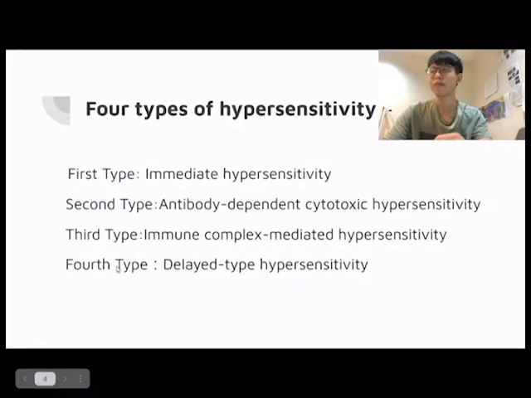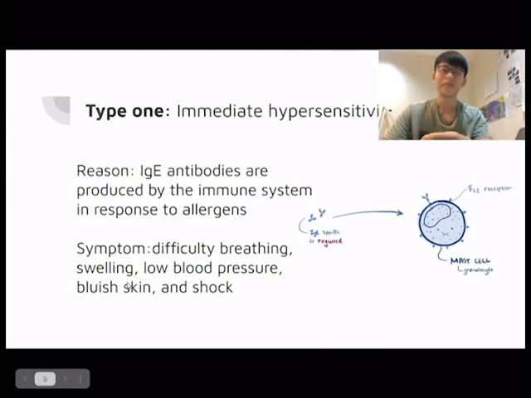And there are 4 types of hypersensitivity. Type 1 is immediate hypersensitivity, which is the most common allergic reaction, so we put the most proportion on it. As its name says, it appears after a few seconds to minutes. The symptoms always come with difficulty breathing, swelling, low blood pressure, blushing skin, and shock. Most people in Taiwan are afflicted by this type of hypersensitive reaction.